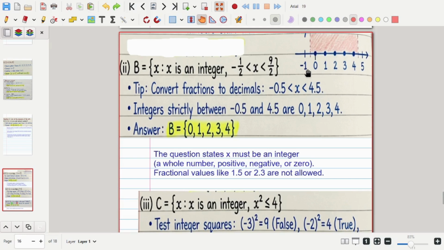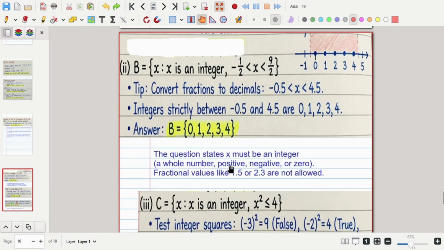Draw the number line: minus 1, 0, 1, 2, 3, 4, 5. So x greater than minus 0.5 means minus 0.5 lies somewhere here, and 4.5 lies somewhere between 4 and 5. So we want the integers strictly between minus 0.5 and 4.5. So the integers are 0, 1, 2, 3, 4. Therefore, the set is B is a set of 0, 1, 2, 3, 4.